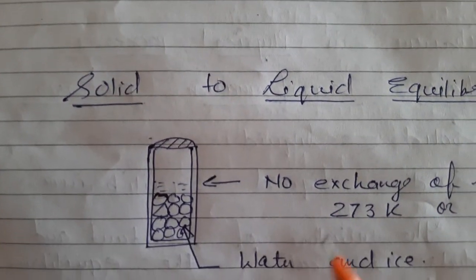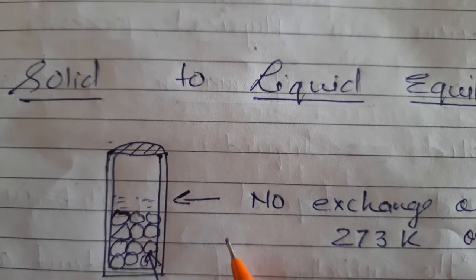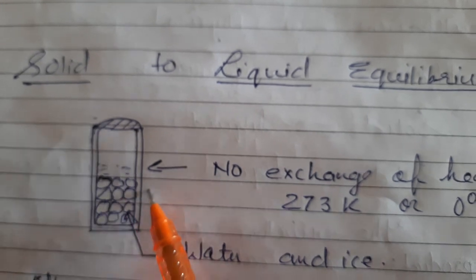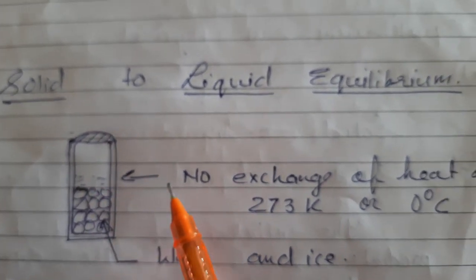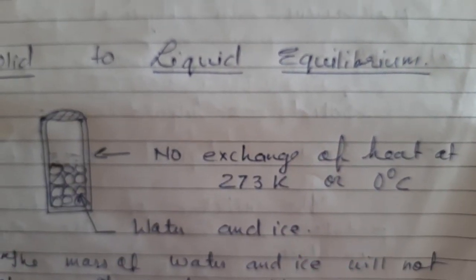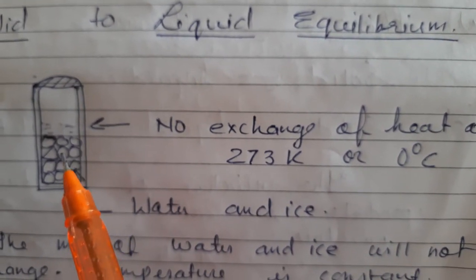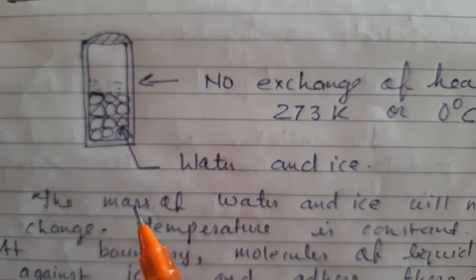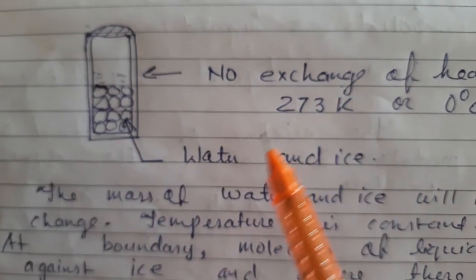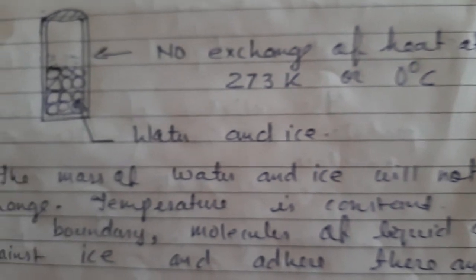Let me show you. Suppose this is a thermos flask. So obviously it is insulated. In the thermos flask, ice cubes and water are there. There is no exchange of heat at 0 degree C or 273 Kelvin temperature. Why? Because this is a thermos flask, so there will be no exchange of heat. What is kept in the thermos flask? Water and ice. As there is no exchange of heat, and it is insulated, the mass of water and ice will not change.